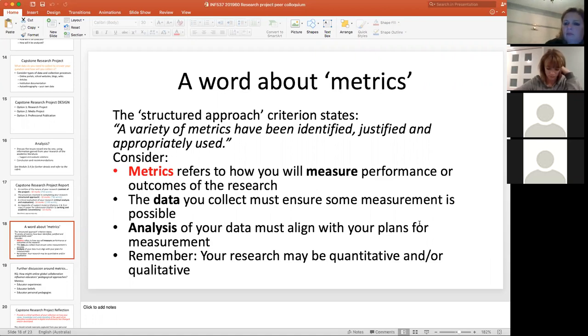Does it have to be already done? Could a measurement be YouTube views? Yeah, sure, absolutely. Which we may not know at the time of submission.